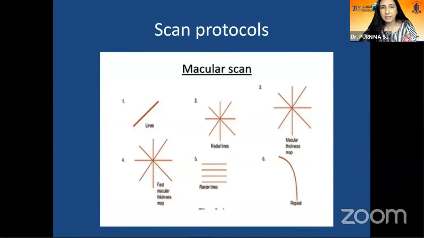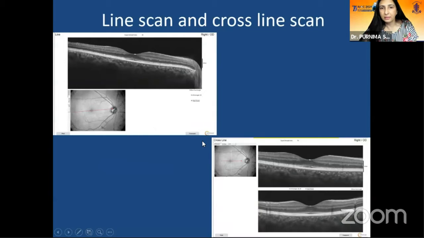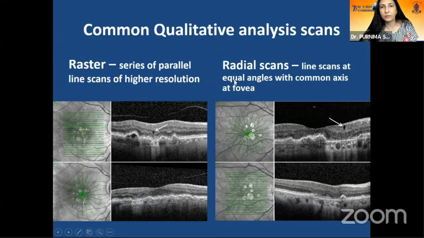Now, these are the different scans that are usually done. A line scan appears like this across and on single, but they have good resolution. But the disadvantage is that the area seen is very limited. So the preferred scans are a raster or a radial.